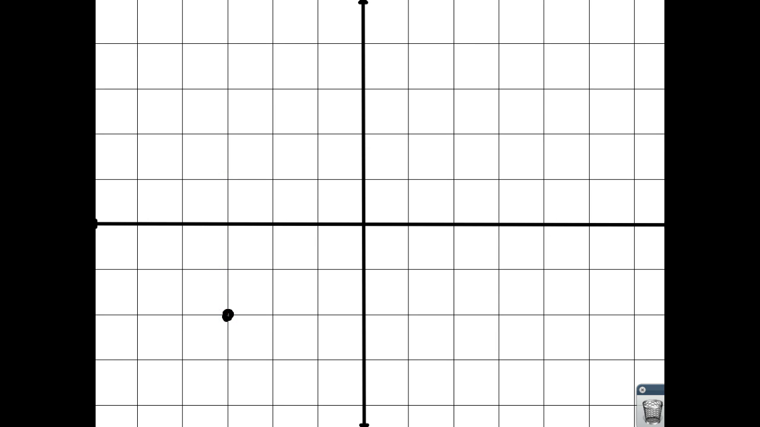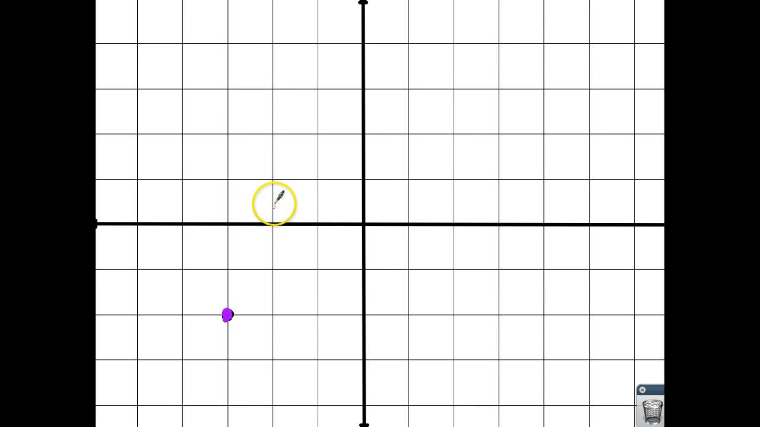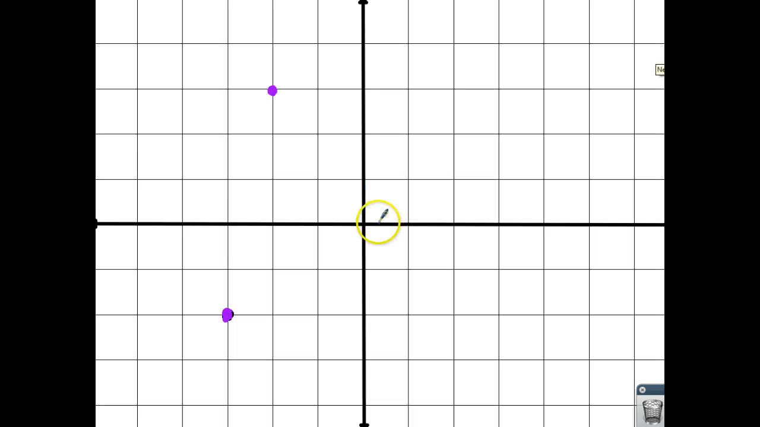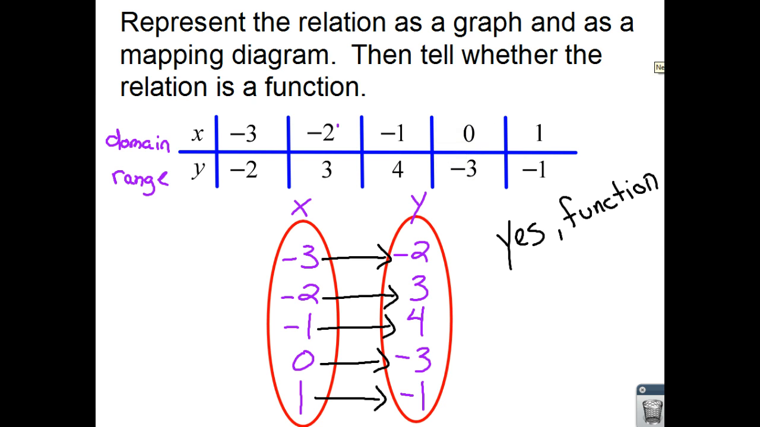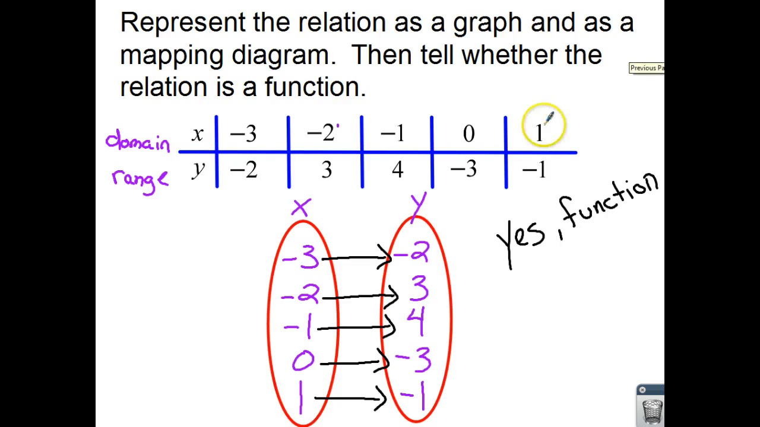Right there. Let's change that to purple. (-2, 3). X is -2, y is +3. All right. (-1, 4). (0, -3). And (1, -1).